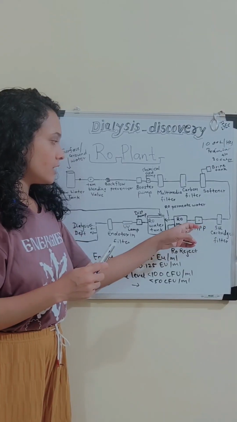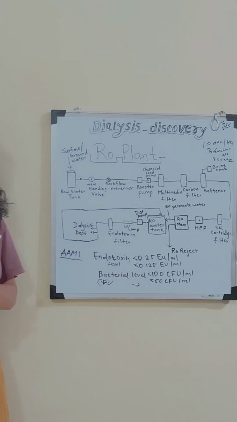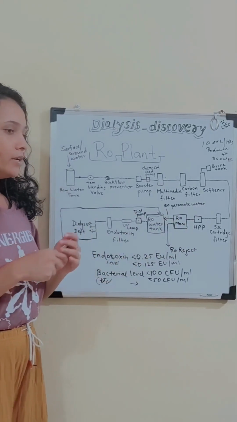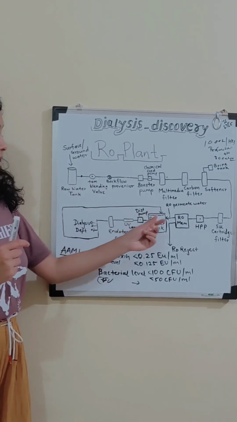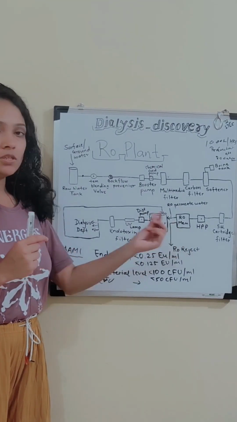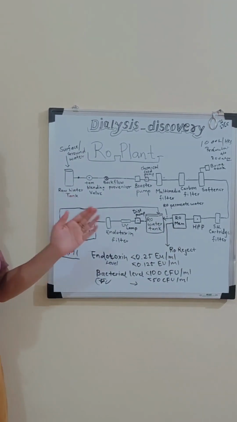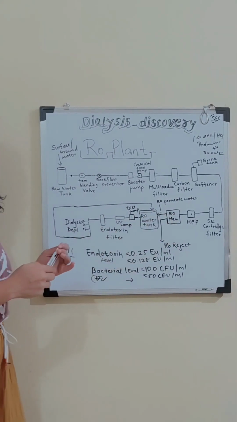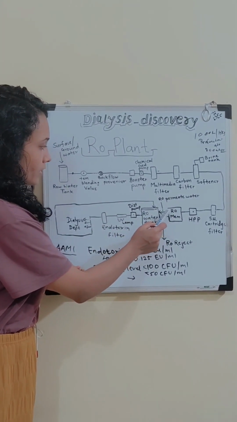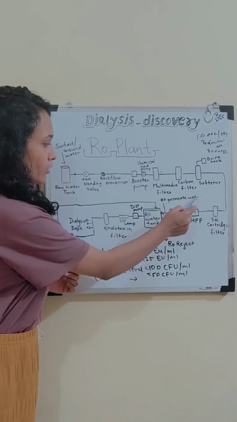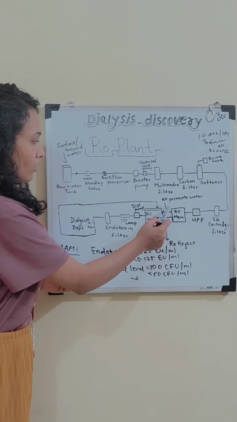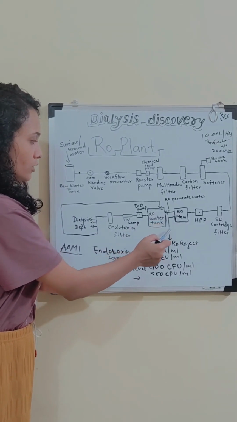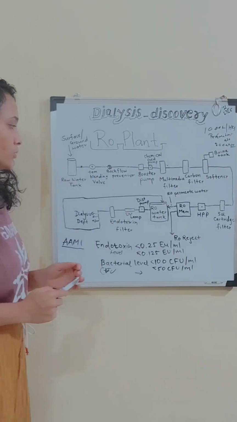Then there is the HPP, that is, the high pressure pump, to speed up the water flow. Then there is an RO membrane. It is a thin semi-permeable membrane which consists of minute pores, which remove the smaller or minute particles from the water. Then after that there are two streams: RO permeate water and RO reject water. RO permeate water goes to the RO water tank and RO reject water goes to the drainage.